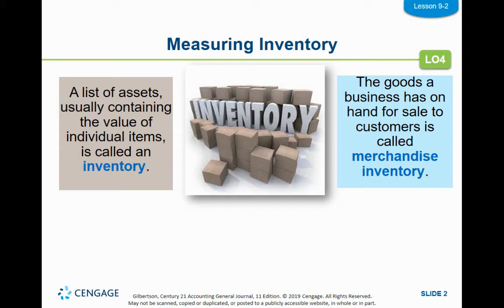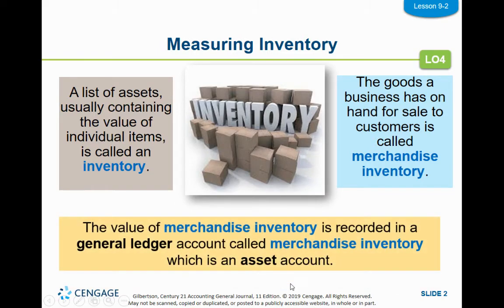for the business. So if you are a shoe company, you're going to have all kinds of different shoes, all different sizes, everything that you have that's in your store that can be sold to other people is called inventory. And in particular, we call it merchandise inventory if it is stuff that you're going to sell to a customer. The value of that merchandise inventory is going to be in a new account that we haven't used before in the general ledger called merchandise inventory.